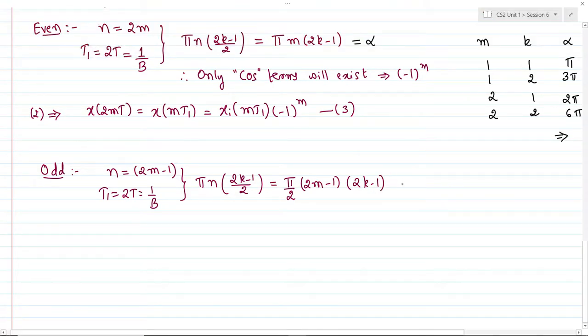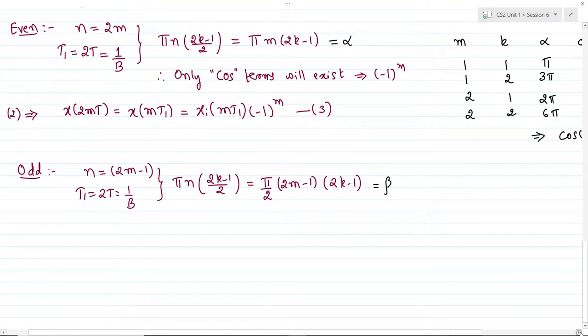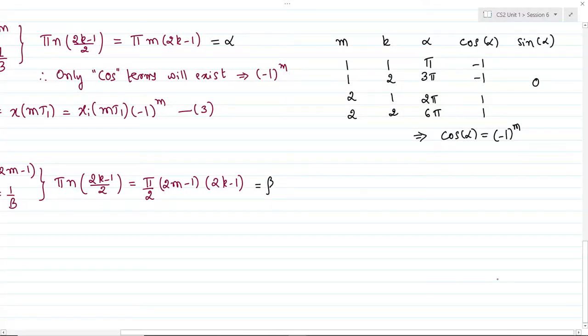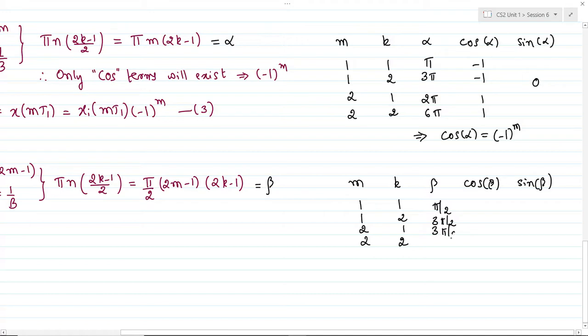Okay, let me take a similar approach to what we had done for the previous. So m and k will take a few values: 1 1, 1 2, 2 1 and 2 2. Okay, what is beta? When m and k are 1 each, beta is simply pi by 2, and when m is 1 and k is 2, you can see that this is 3 pi by 2, this is also 3 pi by 2, and when both are 2 and 2, this is 9 pi by 2, and you can see yourself that for all values of this, because this is an odd integer multiple of pi by 2, cos of beta is 0, and sin beta for pi by 2 is 1, for 3 pi by 2 it is -1, this is also -1, and for 9 pi by 2 it is pi by 2 again, which is +1.